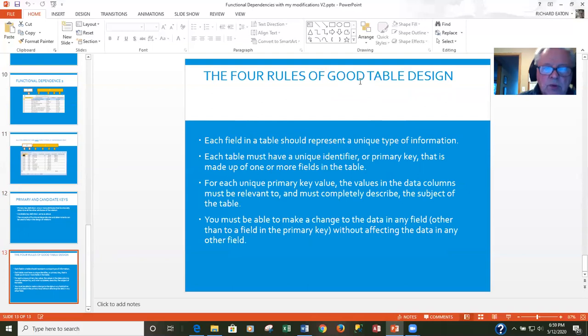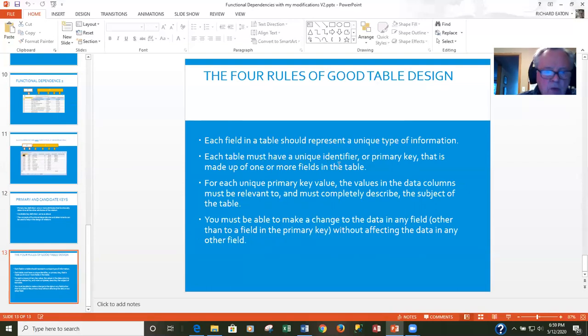And to finish up, 4 rules for good table design. Each field in a table should represent a unique type of information. Each table must have a unique identifier or a primary key that is made up of 1 or more fields in a table. For each unique primary key value, the values in the data columns must be relevant to and must completely describe the subject of the table. You must be able to make changes to the data in any field other than the primary key without affecting data in any other field. And that's a key one. You must be able to make changes in one non-key column that does not affect data in another non-key column.